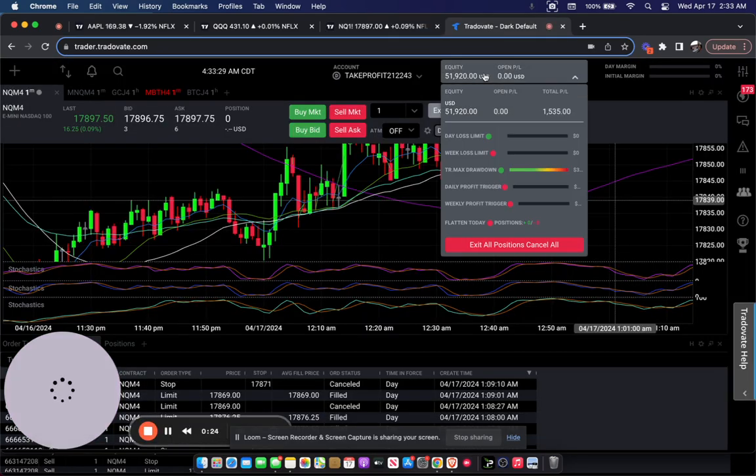Let me show you what I did. This is what I'm at. I'm done. I can't trade anymore. I didn't even want to go over 1500, but it kind of happened on my last trade. But I'm up another 1535 bucks in my Take Profit Trader test account.